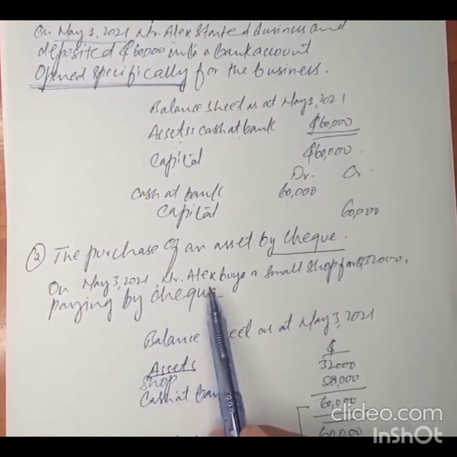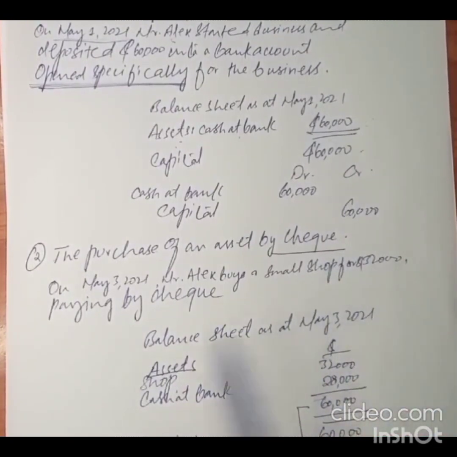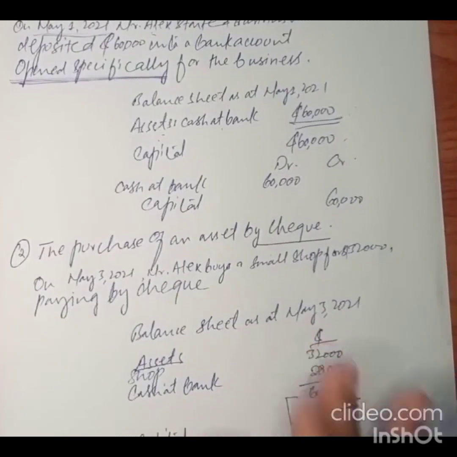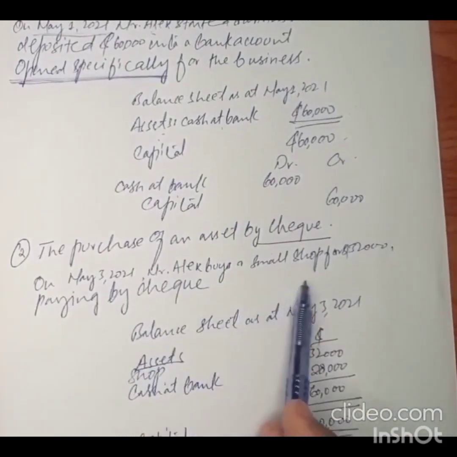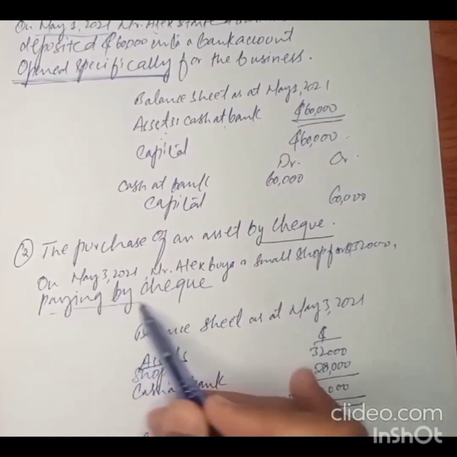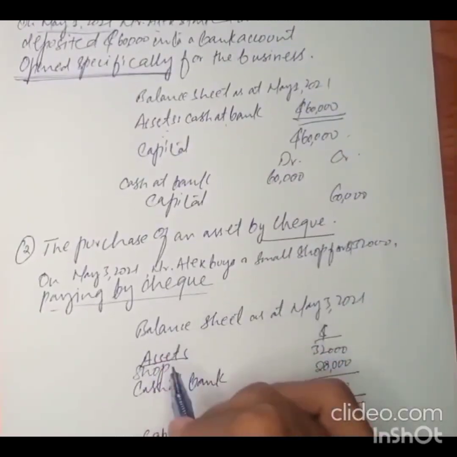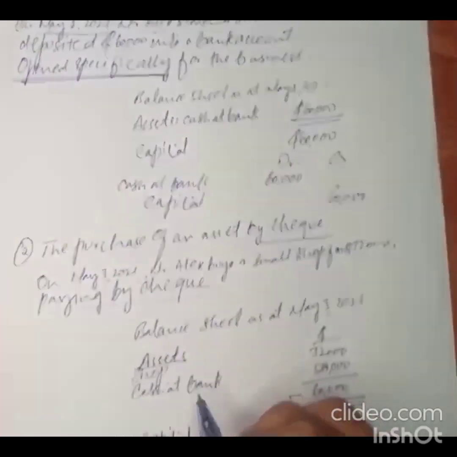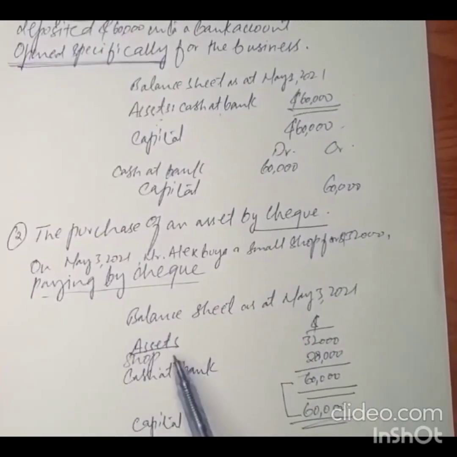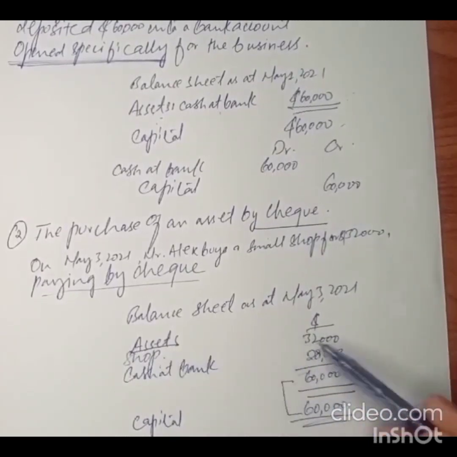On May 3rd, 2021, Mr. Alex buys a small shop for $32,000 paying by check. He buys a small shop for $32,000 and paid by check. So in this case, the effect of this transaction in the balance sheet is assets will increase. That is the shop he purchased. We have to enter this in the assets: shop $32,000.